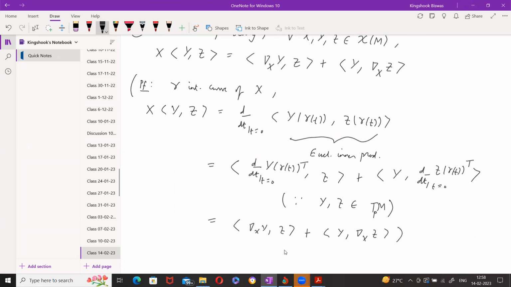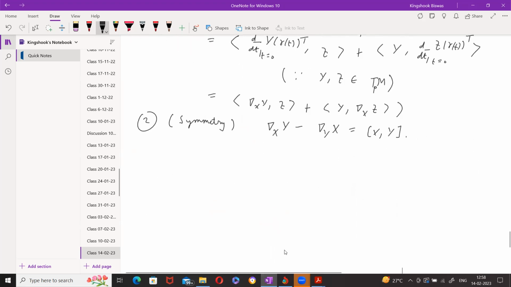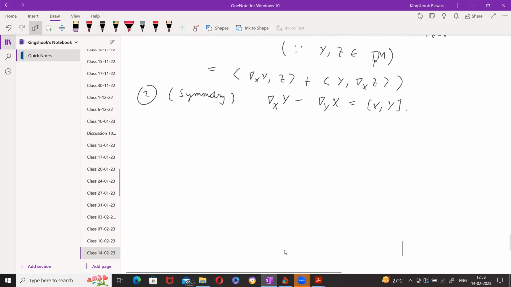And there's another property which it satisfies, which I won't prove. This is called symmetry: nabla XY minus nabla YX is equal to the bracket of X and Y. So this connection is called the induced connection from the induced metric. It satisfies symmetry and metric compatibility.